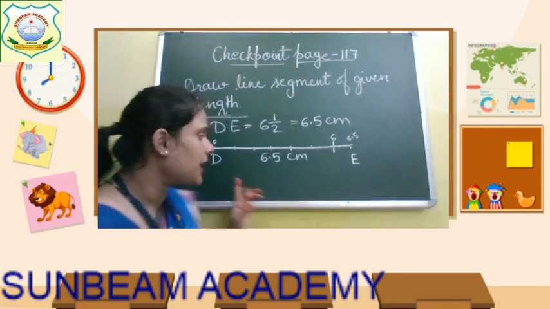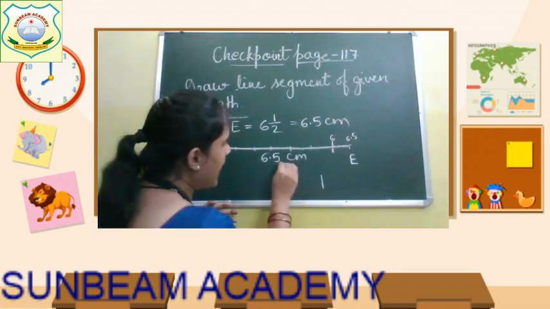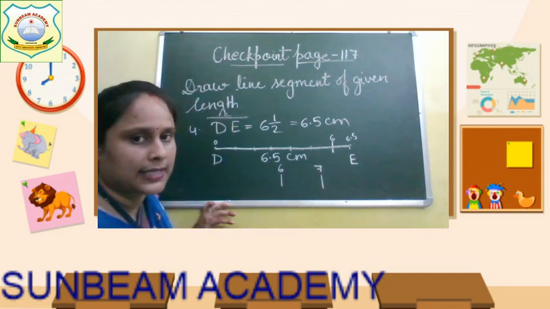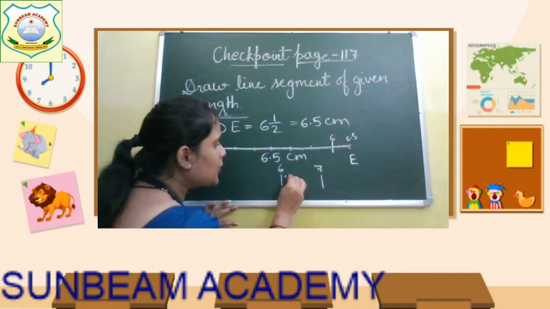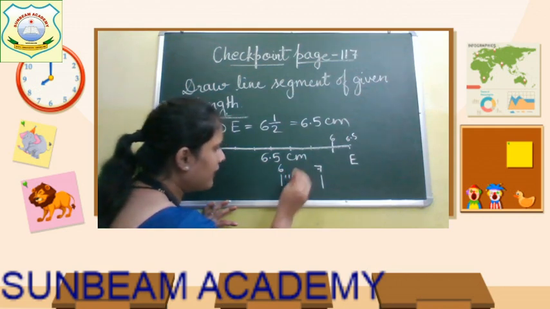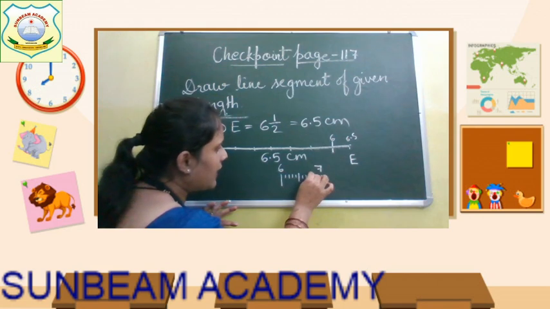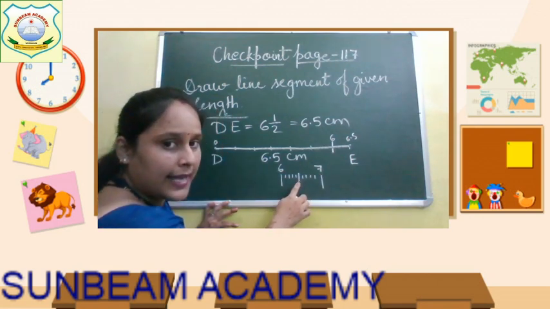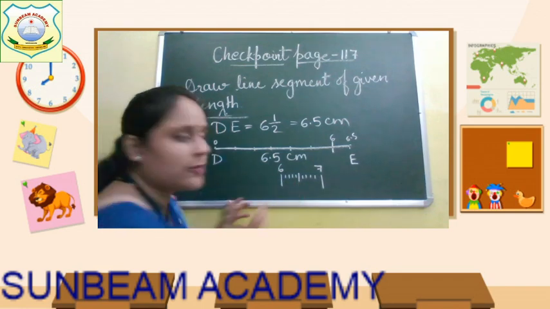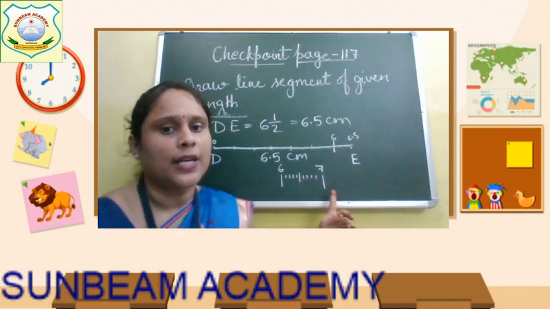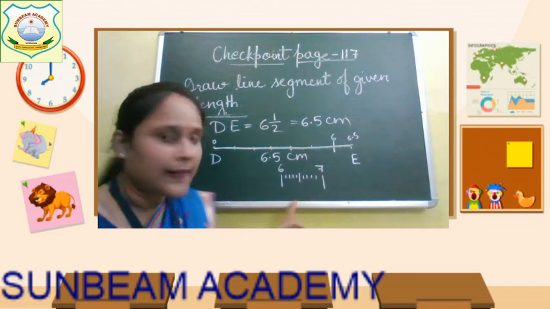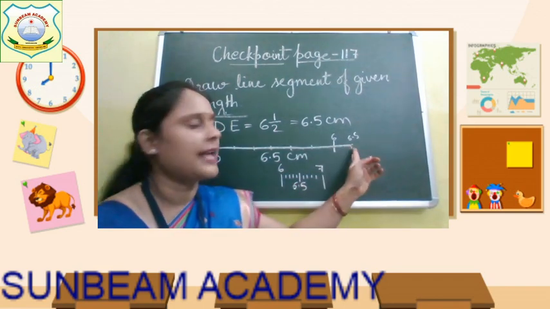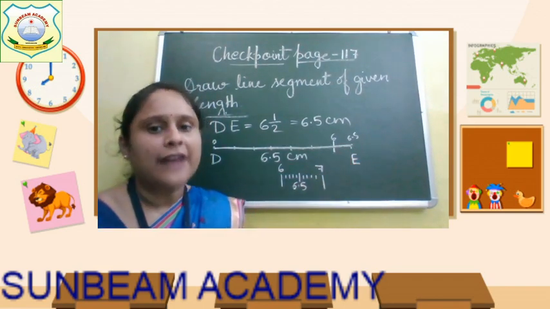How will you count? Again, see, this is 6 and this is 7. Now there are 10 smaller lines between 6 and 7: 1, 2, 3, 4, 5, 6, 7, 8, 9 and 10. So you can see this is the middle line. Between these two lines there will be one line that is the biggest of all the small lines. That is 6.5. So you have to draw the line segment up to 6.5 centimeter.